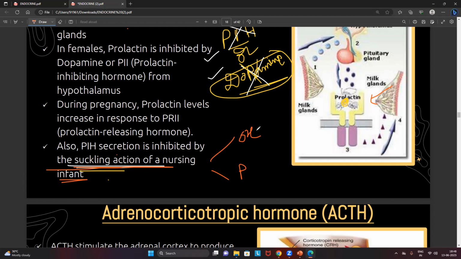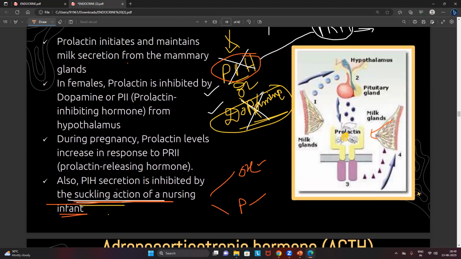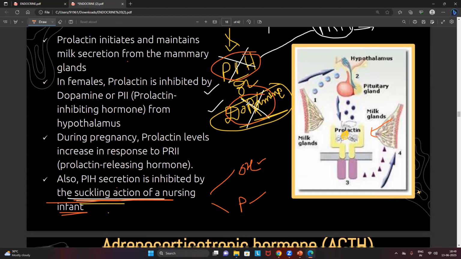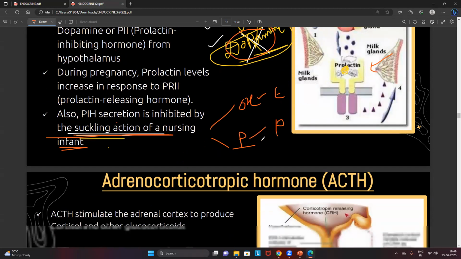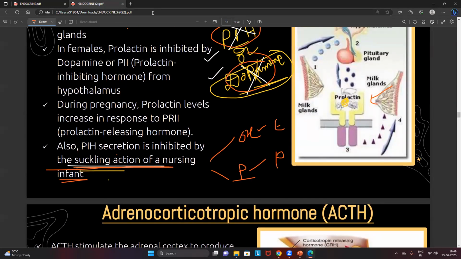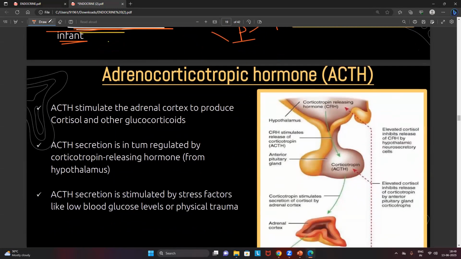Same question: during the suckling action of the nursing infant, which is getting inhibited? That's a good question. Prolactin inhibiting hormone, or dopamine. These two get inhibited, these two get activated. This will eject the milk, whichever is produced by the hormone prolactin. Not to get confused with that. You have to remember when it is getting activated, why it is getting activated, when it is getting inhibited, and why it is getting inhibited. That's also a very important point.